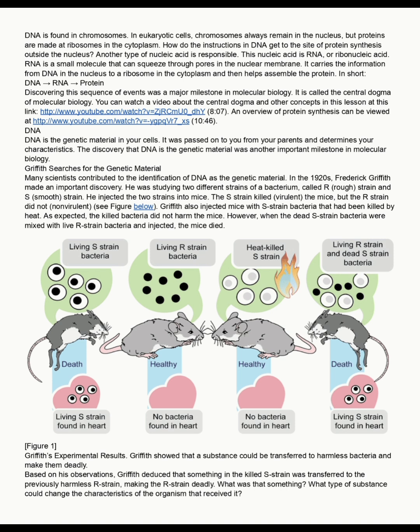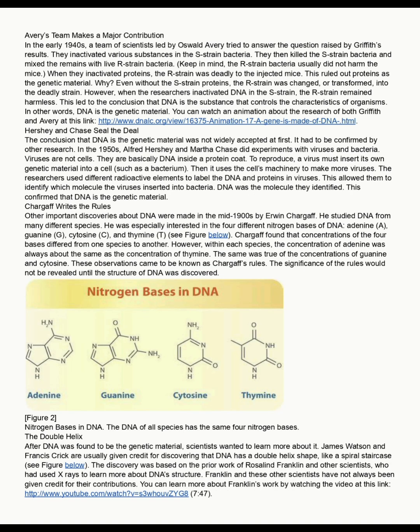Griffith's experimental results. Griffith showed that a substance could be transferred to harmless bacteria and make them deadly. Based on his observations, Griffith deduced that something in the killed S strain was transferred to the previously harmless R strain, making the R strain deadly. What was that something? What type of substance could change the characteristics of the organism that received it?